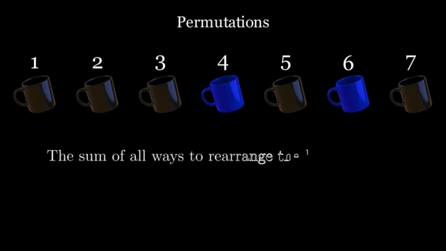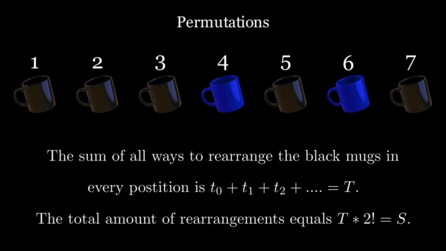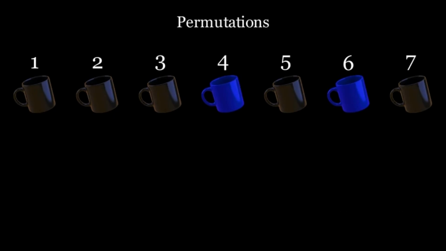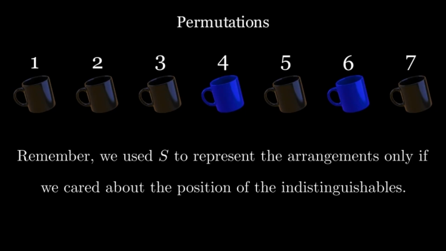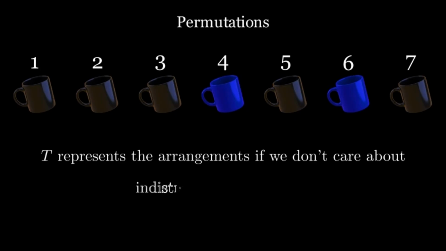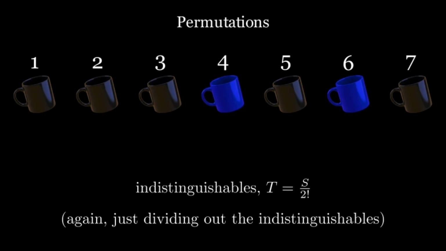We can be confident that this will be the case for all the setups. We don't really know how many setups there are, but it isn't important. We just make that sum equal to t. And since each setup was multiplied by 2 factorial, t times 2 factorial equals s. Remember, we use the s to symbolize the total number of arrangements if we cared about the positions of the blue mugs. This is an important part because s should be known. T represents the arrangements if we don't care about the indistinguishables. This is the number we want, so we solve for t, which is s divided by 2 factorial. Yet again, we are simply dividing out the permutations of the indistinguishables.